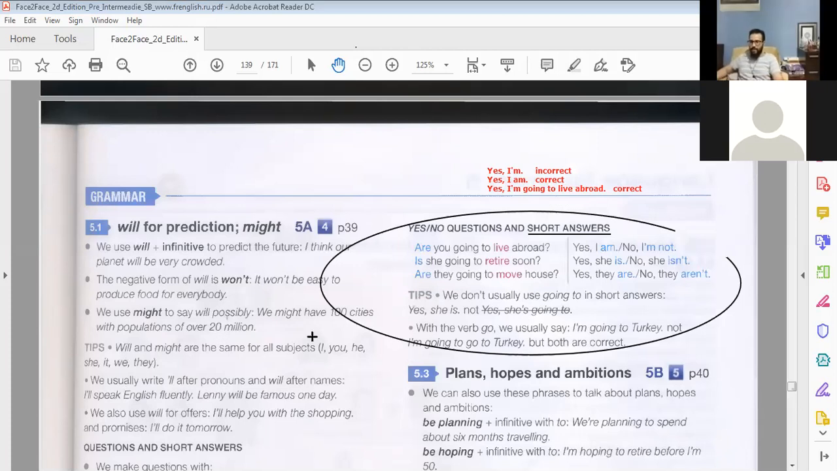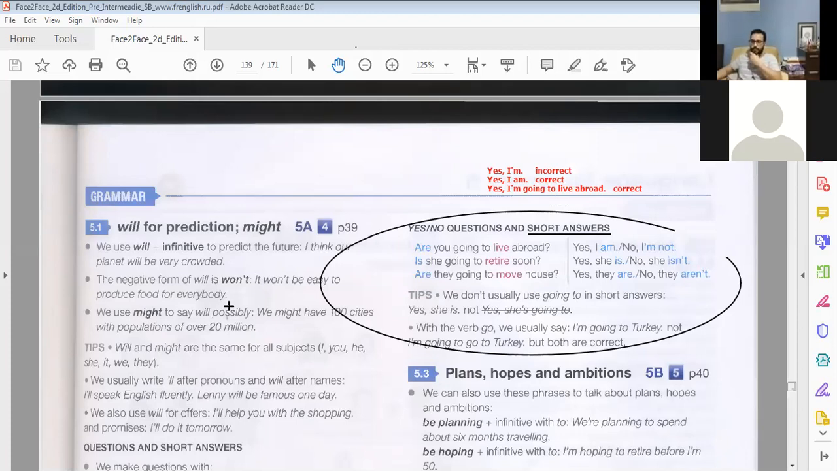You can see the first tip. It's very important. Can you see the first two tips? Okay. Here: we don't usually use going to in short answers. Yes, she is. Not yes, she's going to. That means with she is too, and not I am. Yeah, this is the idea.